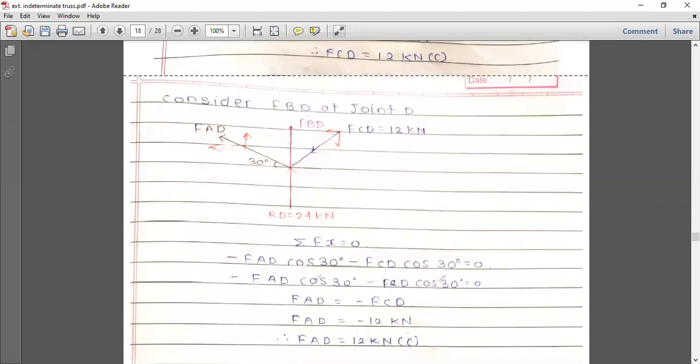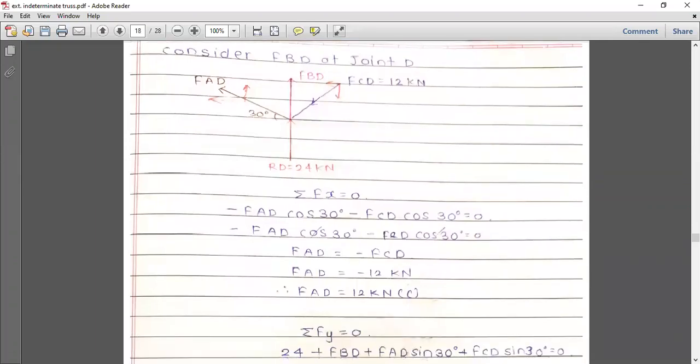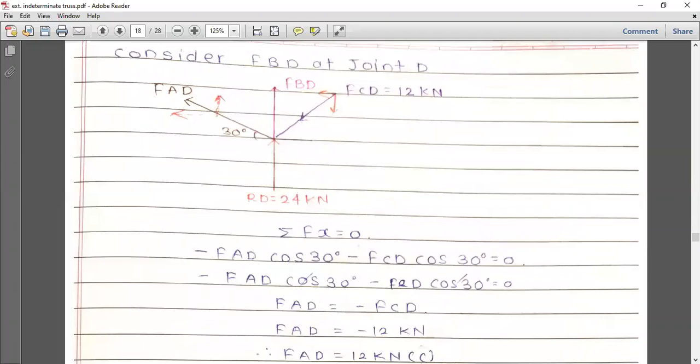So now next part, consider the free body diagram of joint D. Here at joint D, there is a reactive component, reaction RD, and two unknown members are there. That is, force in member BD is unknown and force in member AD is unknown.